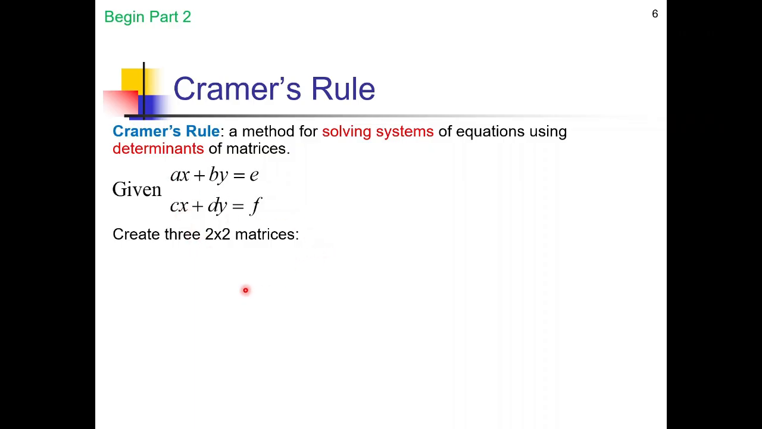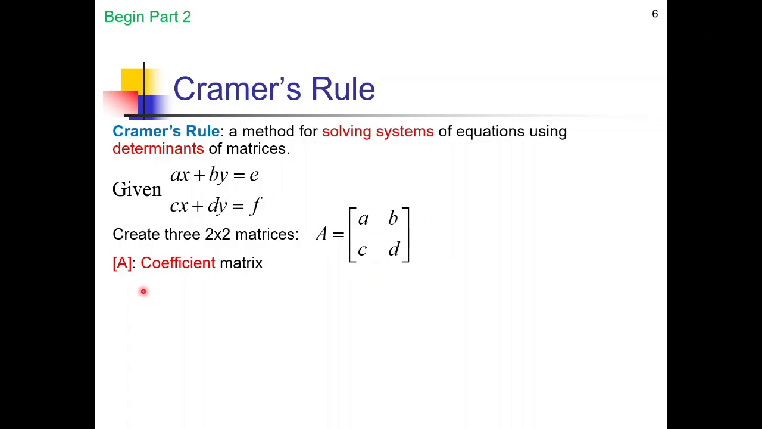The first matrix, which I'm going to call A, is the coefficient matrix. It has the 4 coefficients in the exact order that they're listed in your system of equations. So in this case, we would call those A, B, C, and D. So this would be our A matrix, our coefficient matrix.